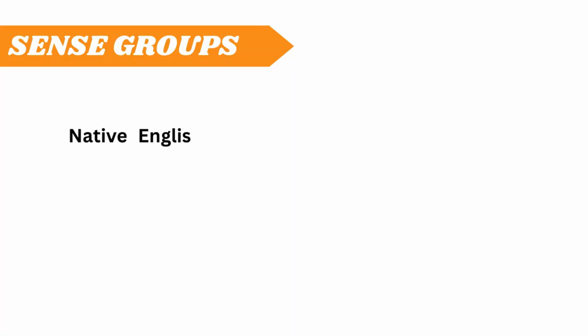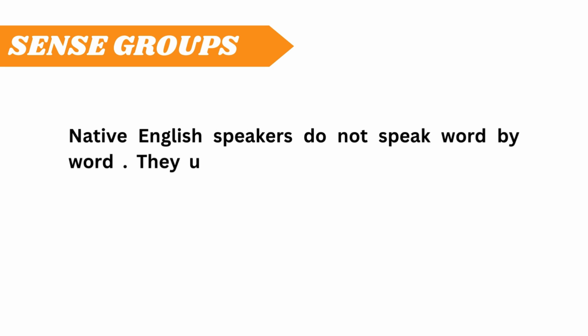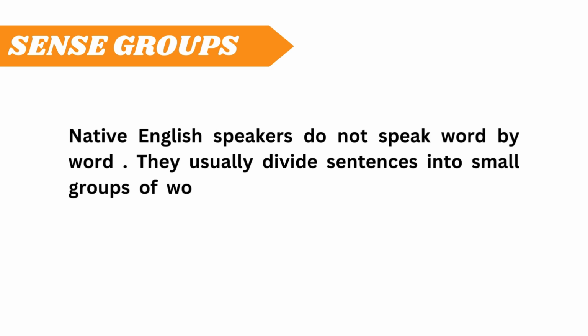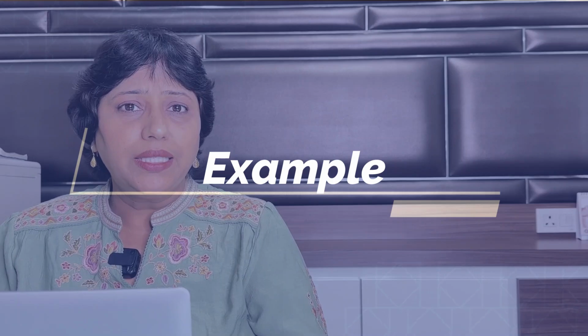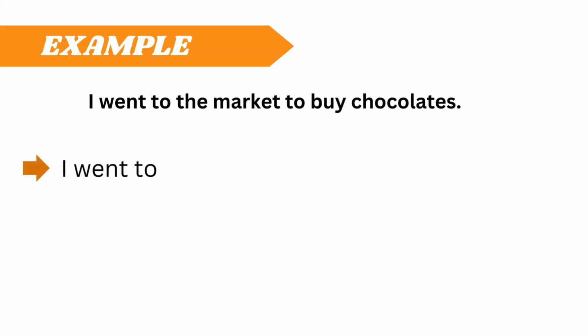Native English speakers, while communicating, do not speak word by word. They divide the sentence into small groups of words. These groups of words are called sense groups. And the native speakers also pause after every sense group. In the sentence, I went to the market to buy chocolates, it can be divided into two sense groups. They are, I went to the market, to buy chocolates.